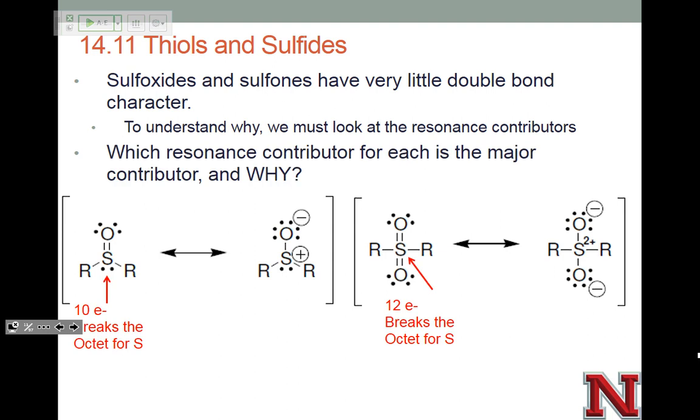So there we have 10 electrons. In this case we even have 12. So again, sulfur can have an expanded octet based on where it is in the periodic table. But what we see here is this is our major contributor.